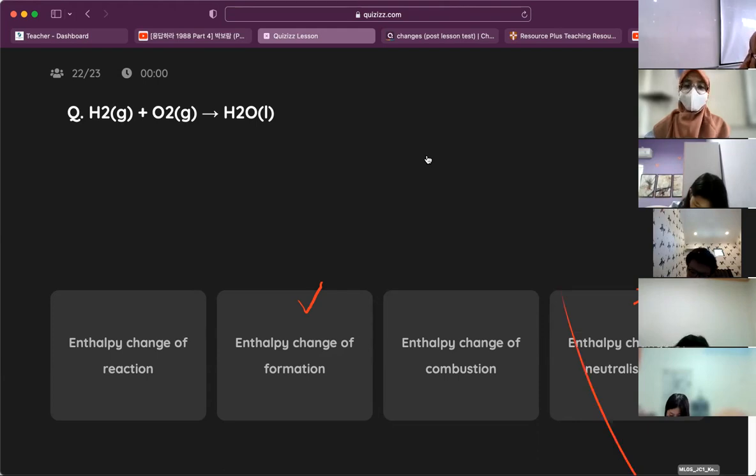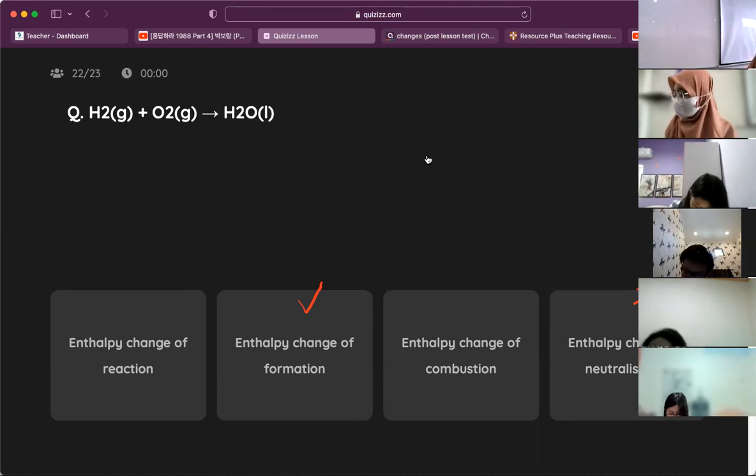Why? Why cannot, Romano? Okay. There's no carbon dioxide. Is it? So this one, we can define this one as enthalpy change of combustion.